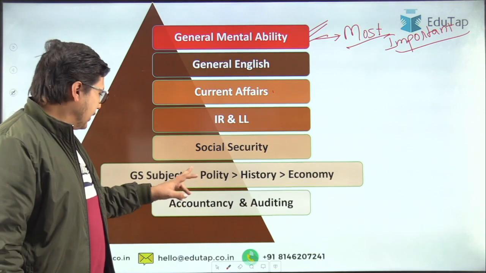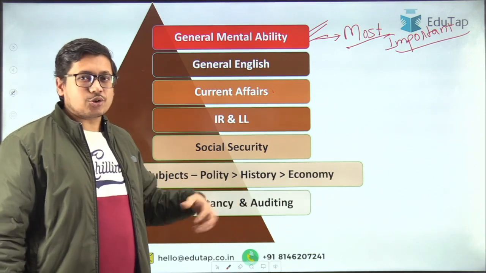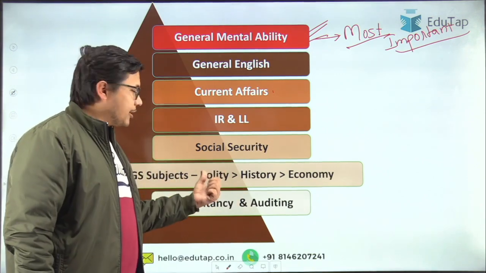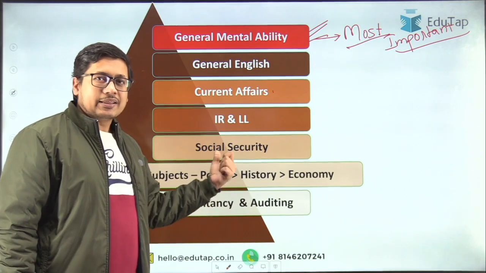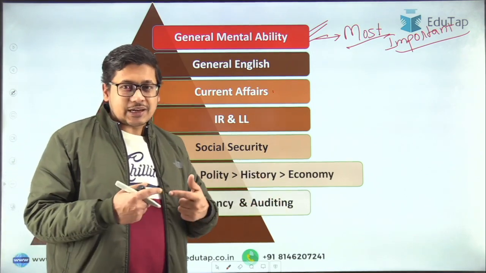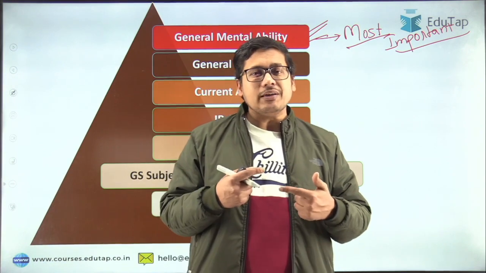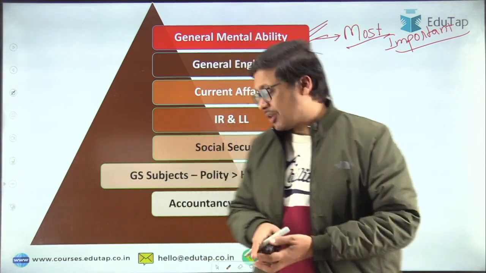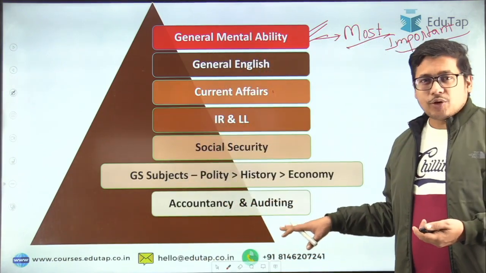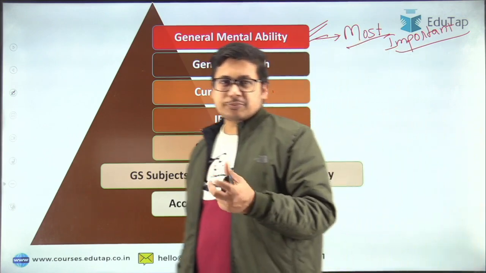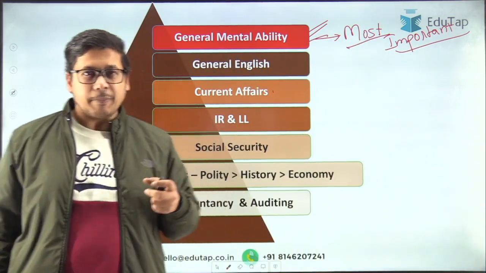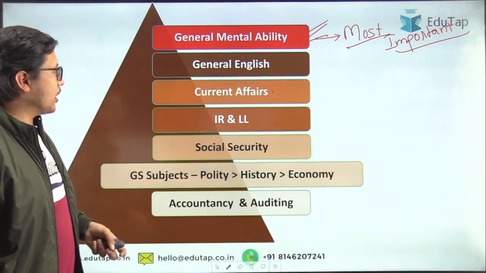In the GS subjects also, the hierarchy that should, in my opinion, be is most important is polity, then your history, then economy. So this is the kind of questions that we expect from the upcoming APFC examination. Then comes your accountancy and auditing. Around 3 to 5 questions we expect only from the accountancy and auditing part. So this is the hierarchy. You must keep this in mind.